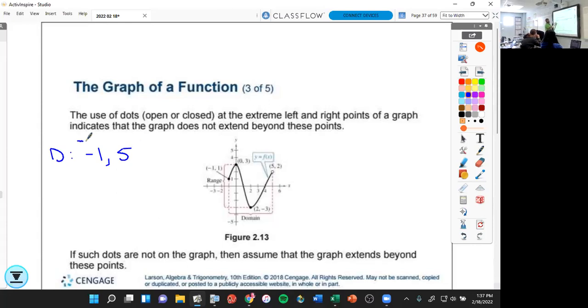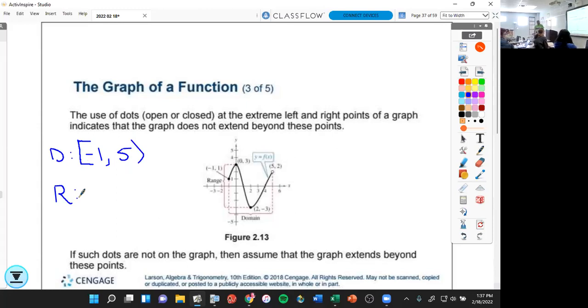A bracket means it's equal because a bracket has a built-in equal sign, right? So there's an equal sign right there. So a bracket, it can equal -1. Can this equal 5? Okay. Talk to me about the range for this guy. Small to large, please. -3 to 3. Why brackets?